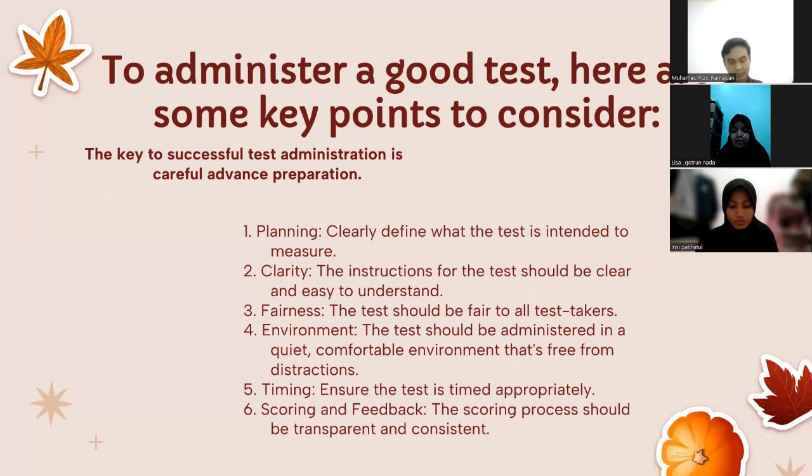The fifth is timing. Ensure the test is timed appropriately. Test takers should have enough time to complete the test, but not so much that the test becomes too easy. The last is scoring and feedback. The scoring process should be transparent and consistent. After the test, provide feedback to the test takers about their performance and areas for improvement. So remember, the goal of test administration is to provide a fair and effective way to measure the test taker's abilities or knowledge.